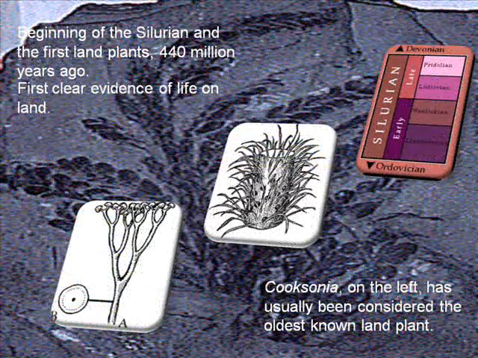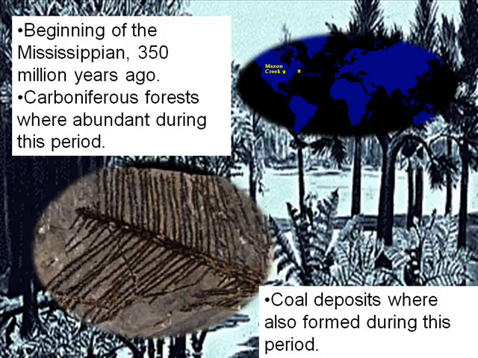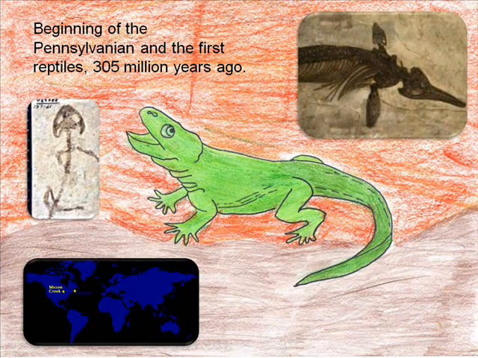Beginning of the Silurian and the first land plants, 440 million years ago. First clear evidence of life on land. Cooksonia has usually been considered the oldest known plant of this period. Beginning of the Mississippian, 350 million years ago. Carboniferous forests were abundant during this period. Coal deposits were also formed during this period. Beginning of the Pennsylvanian and the first reptiles, 305 million years ago.